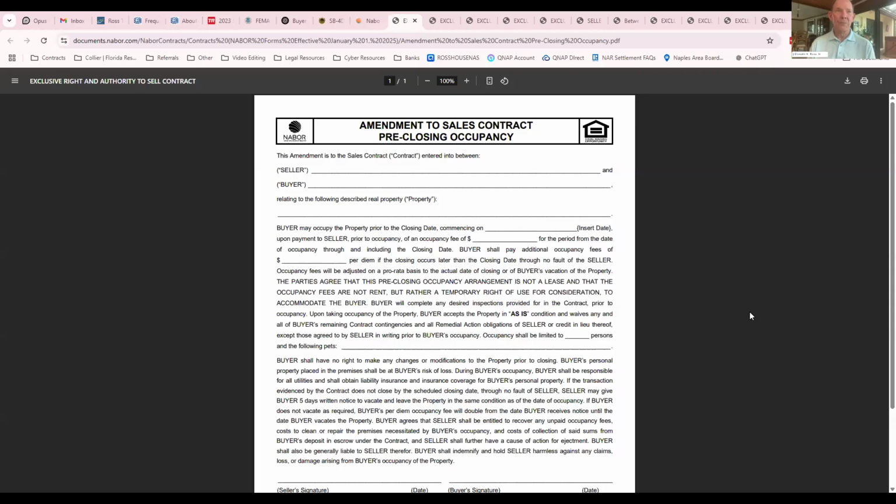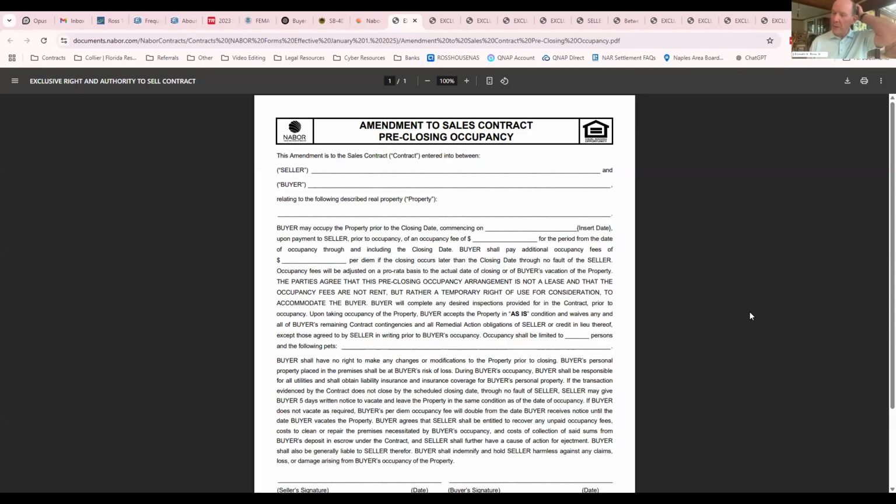All right, we're gonna leave. I was gonna leave on that, but I'm gonna do one more. The pre-closing occupancy addendum. And it's an amendment. Amendment, right, Dad? What's the difference? Why did they do an amendment whereas the post-closing addendum is an addendum?